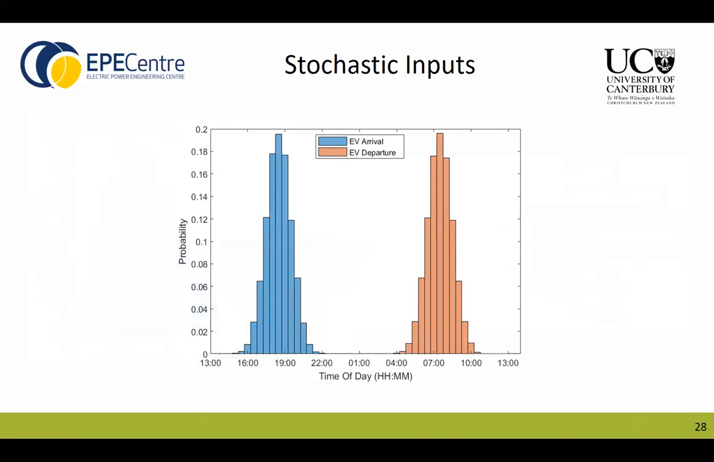EV arrival and departure times are also sampled from a distribution. EV arrival times are sampled from a normal distribution centered around 6 p.m., and this can be seen in the blue here. The distribution has a standard deviation of 1 hour. Similarly, a normal distribution centered around 8 a.m. is used for EV departure time, and again the standard deviation is 1 hour.